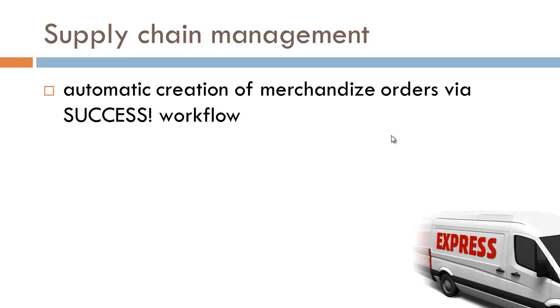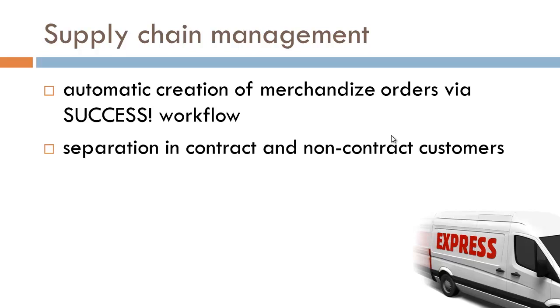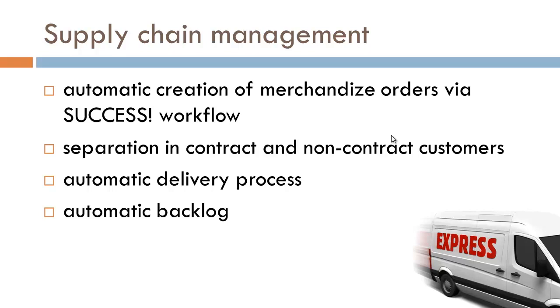Okay, our supply chain management in our ERP system is doing the rest for you. We are creating a merchandise order with a success workflow. Very easy. We are making a separation of contract and non-contract customers, and if you're making orders for both for one customer, one with contract and one without, we are creating two merchandise orders and processing them. No problem. We are making the automatic delivery process, or if not, we are making the automatic backlogs.